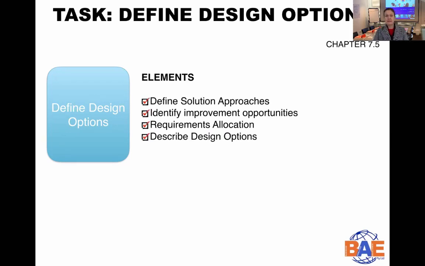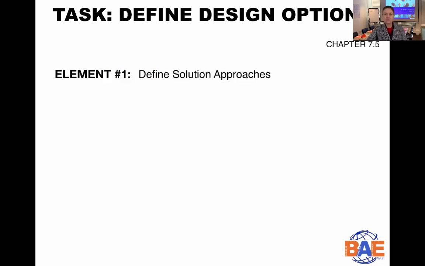So the elements here are: define solution approaches, identify improvement opportunities, requirements allocation, and then describe the design options. So let's see what this is all about. With element 1, define solution approaches.